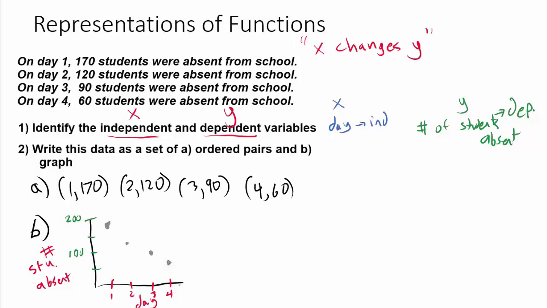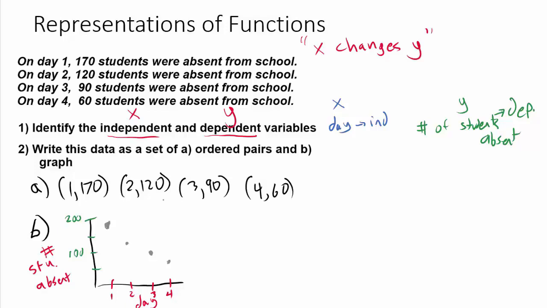We're not going to connect the dots here. We're not trying to create a line like you might with some graphs. We're just going to create dots for these ordered pairs. They haven't given us any kind of middle information, and it doesn't make a whole lot of sense to connect the dots. On day 1.5, we wouldn't really think of how many students would be absent on day 1.5. So we'll just have dots for this.